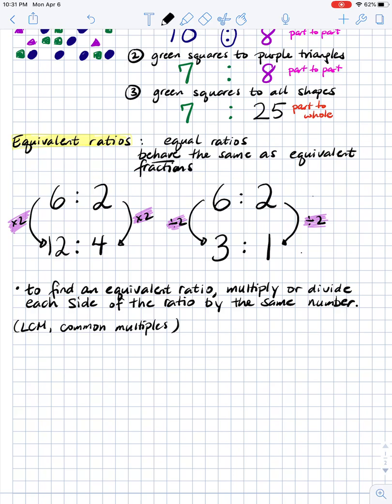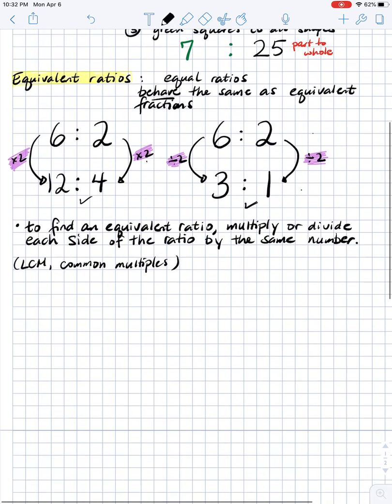So therefore, up here, we can conclude that two equivalent ratios of 6:2 would be 12:4 and 3:1, because we're multiplying both sides of the ratio by 2 in this first case, and in the second case, we're dividing both sides of the ratio by 2 in that case. Okay.